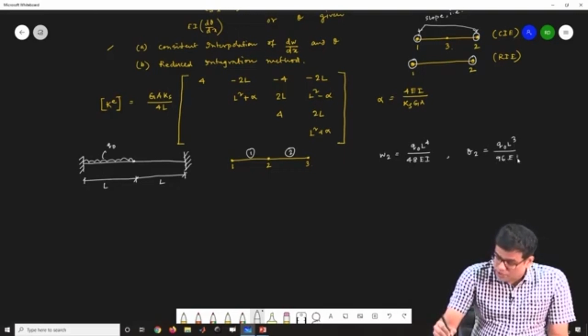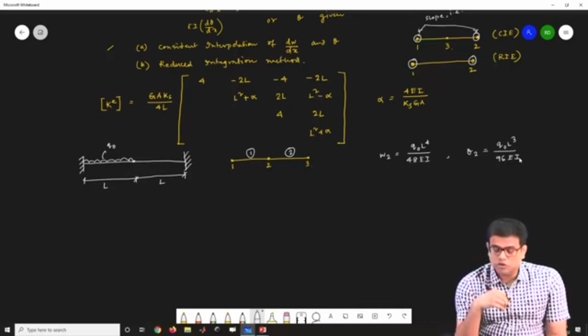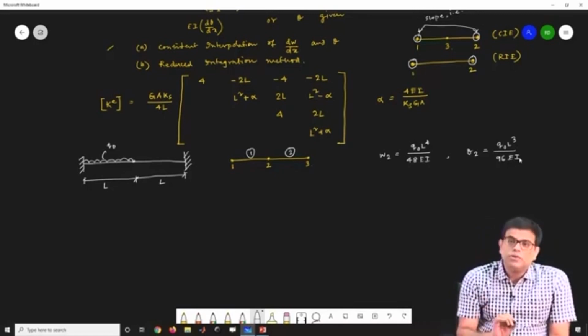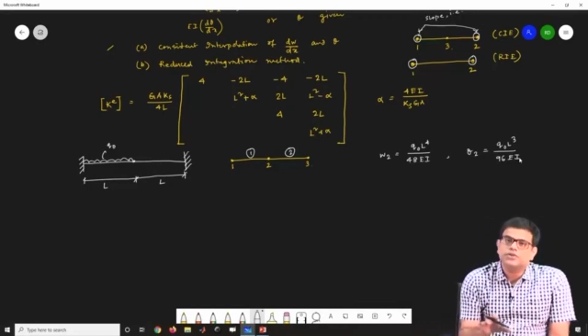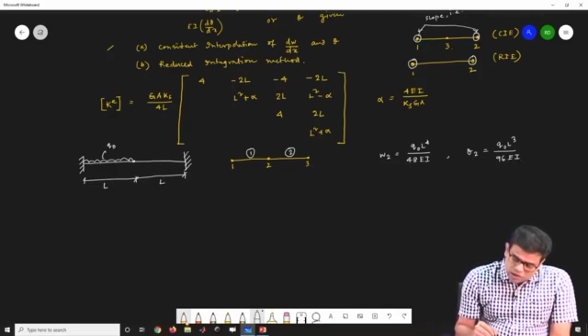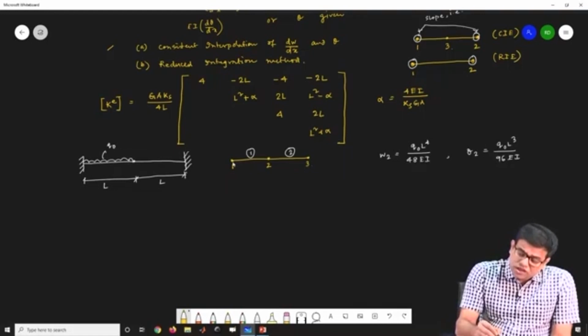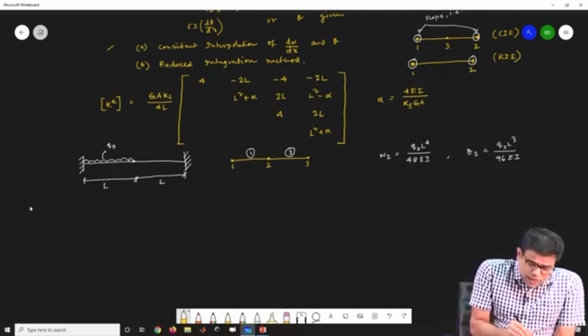Now what happens if I solve it by Timoshenko beam theory? In case of Timoshenko beam theory, the procedure is very similar to the Euler-Bernoulli beam, only the stiffness matrix will be different. Now let us find out what will happen to the stiffness matrix in Timoshenko beam theory.